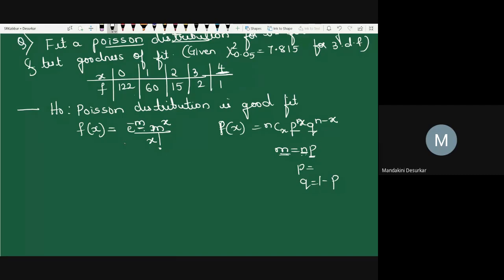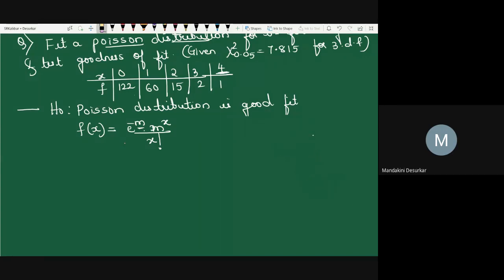So if instead of Poisson, binomial is given, you have to do it along the same lines. The method will be the same, only the formula is changed. In the exam, don't expect that whatever I have done in the class, the same thing will appear. Don't expect that.